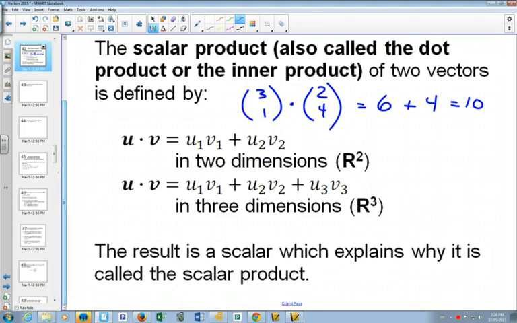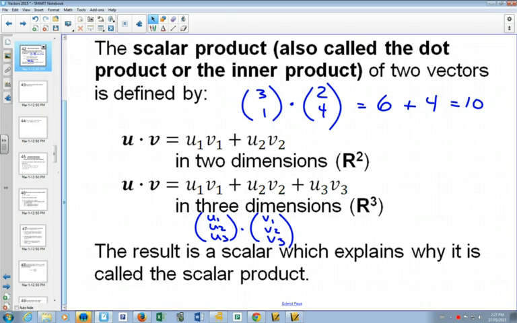So this would look like (U1, U2, U3) dot product with (V1, V2, V3), and that's the result you would get. You'd multiply the components together. And the result is a scalar, and that's the reason it's called a scalar product. I guess when they write it, you write a dot in between. Maybe that's why sometimes it's called a dot product, and sometimes it's called an inner product, but I don't know why it's called an inner product.